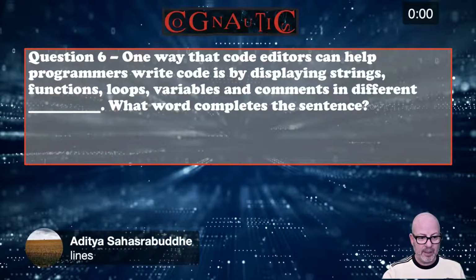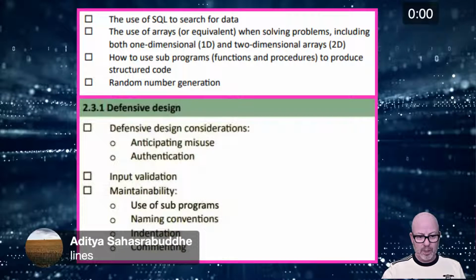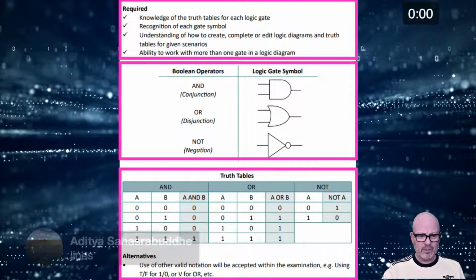Aditya has said lines. Shall we see straight away what it is? The answer is colours. Okay, let's push on and do the last one. This is me talking about next time. It was indents. Oh, hello, this is a bit random. That shouldn't even have been there, so that saved us time.